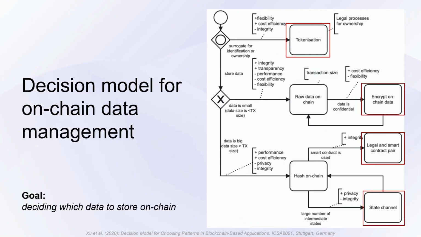Let's look at the decision model for on-chain data management. The goal is deciding which data to store on-chain. Characteristics of the data to be managed by the blockchain determine that a blockchain should be selected. If the data to be stored is a surrogate for asset ownership or identification, the tokenization pattern should be used to create and manage digital authoritative records of assets on the blockchain.